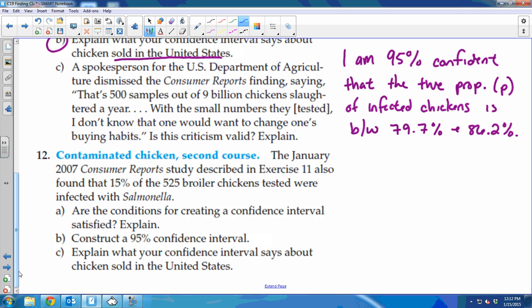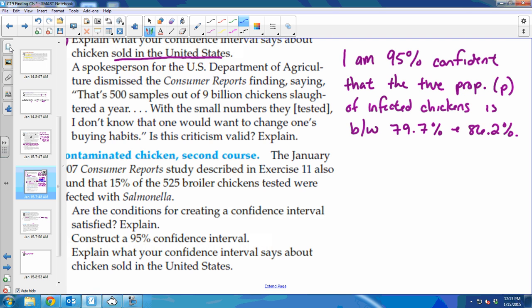So it says, are the conditions met? We already checked all the conditions. What's the only condition that's going to change? The success-failure condition, right? Because we have a different p hat. So that would change. It's met. And then it says construct a 95% confidence interval. It's almost the exact same thing. The standard error will be different and our p hat are different, so it'll be a little bit different, but this process is the exact same, right? So I'm not going to do it again. We good with that? Yes?